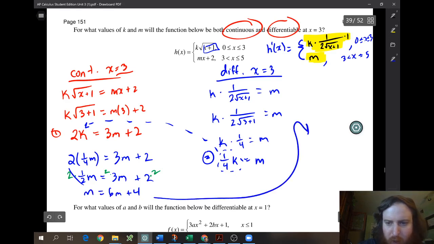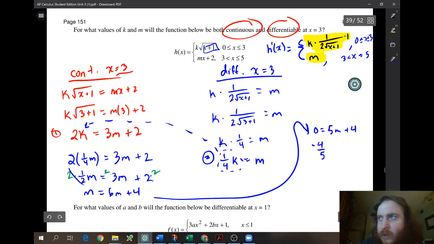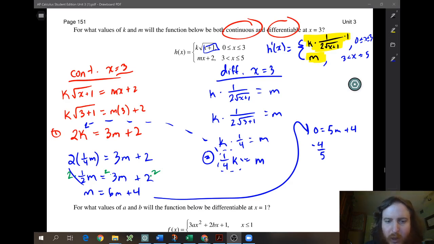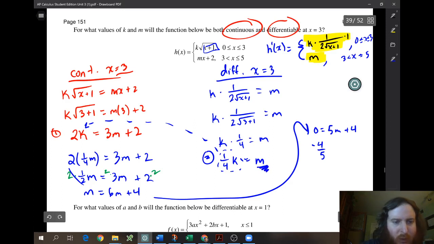Let's write our work over here. So this gives us, if we subtract m, we get 0 equals 5m plus 4. Subtract 4, divide by 5, we get negative 4/5 is equal to... I think I might have messed that up somewhere. Let me just check my work. I think I made a small mistake. Yeah, actually I made a bigger mistake. So I plugged in this. This is what is equal to m. So we weren't supposed to plug it in for k.